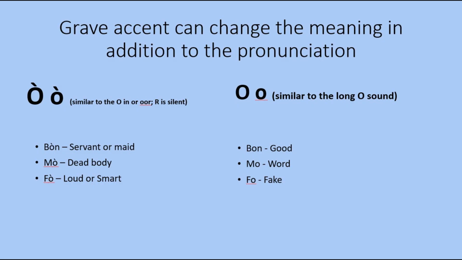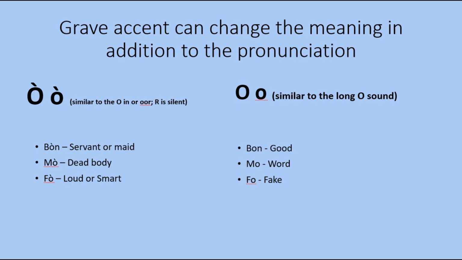They're spelled exactly the same, except one's going to have an accent on the O, the other one will not. So first we have B-O-N, right? So anytime you see B-O-N, you think it means good. Okay, the sound is bon. On is a nasal sound.